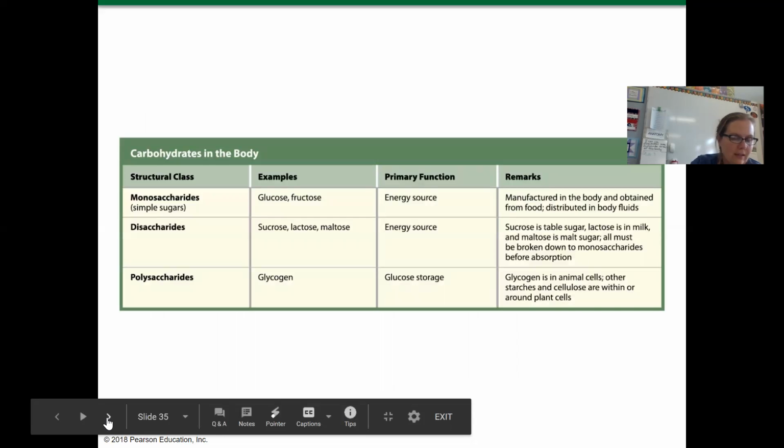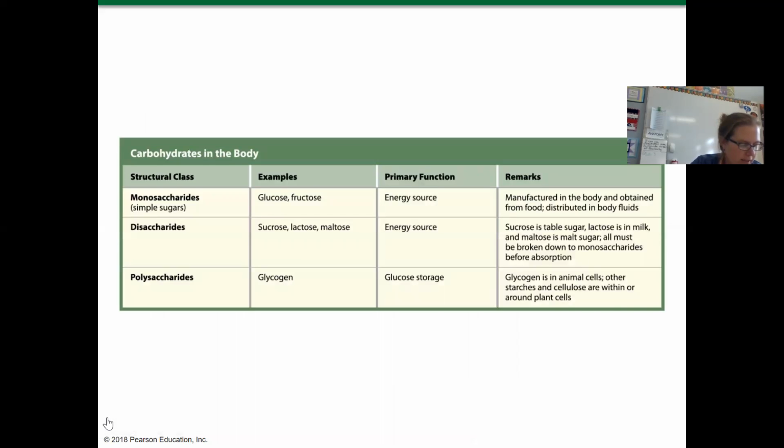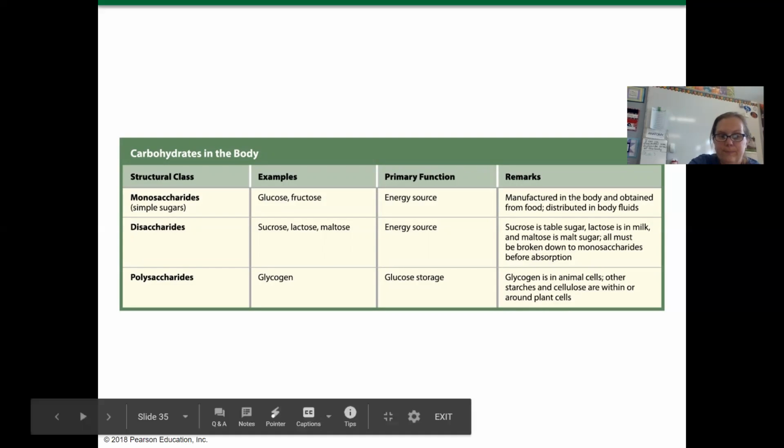There are certain classes: monosaccharides, disaccharides, and polysaccharides. The monosaccharides and disaccharides are the more simple sugars, and the polysaccharides are more complex carbohydrates. In those complex carbohydrates, there's a lot of stored energy, a lot of potential energy that the body uses.